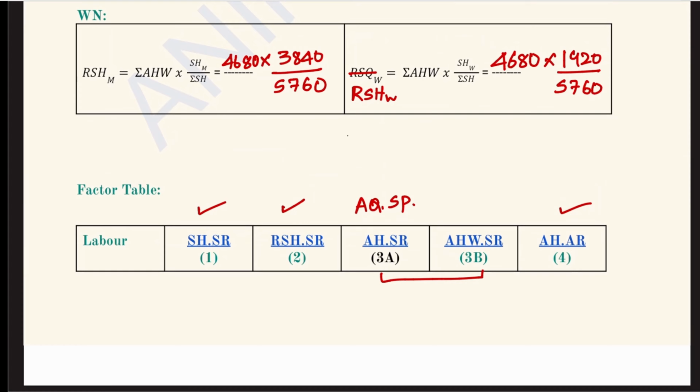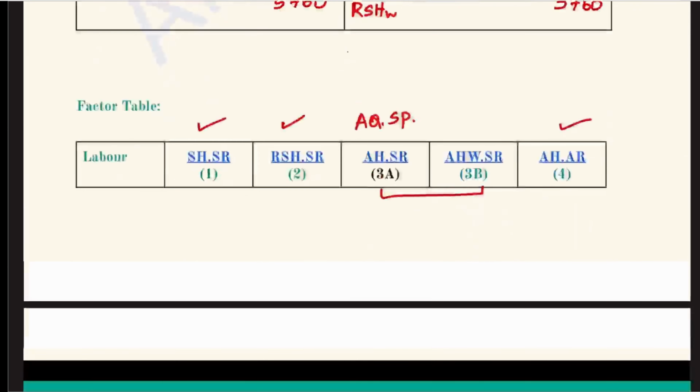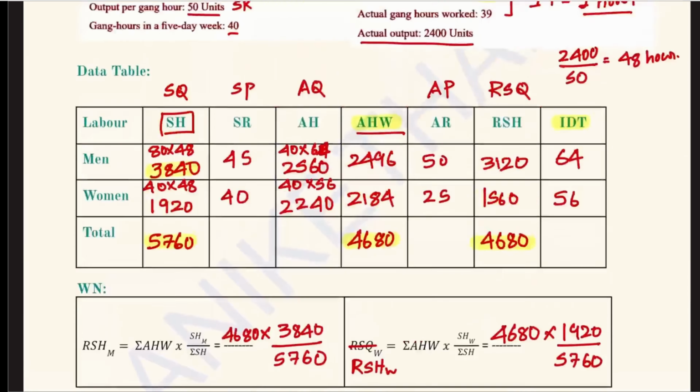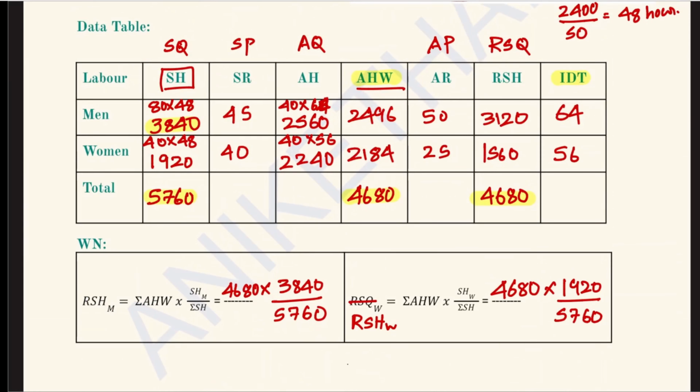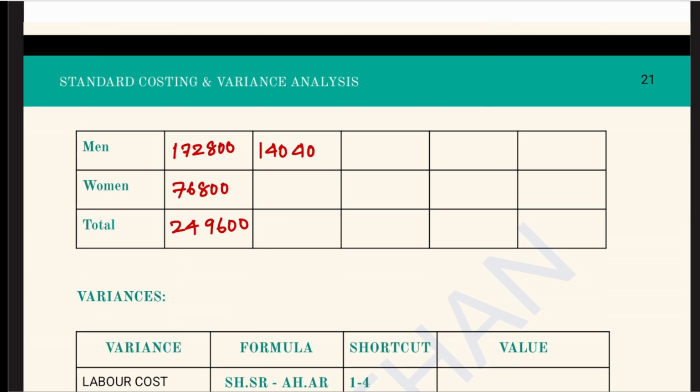Similarly, I will calculate next RSHSR. That means my last but one column, RSHSR. 3120 into 45 memory plus 1560 into 40 memory plus memory recall. 140,400, 62,400, 202,800.